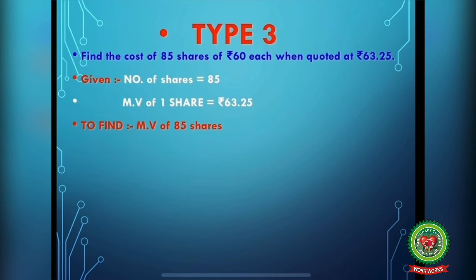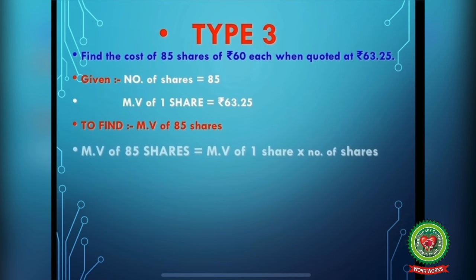For that, we need the market value of one share and the number of shares. Both are given to us in the question. So we are directly going to apply the formula: total market value, or the market value of 85 shares, is equal to the market value of one share into the number of shares. So it is rupees 63.25 into 85, which comes out to be rupees 5,376.25. So now students, let us discuss the next step.